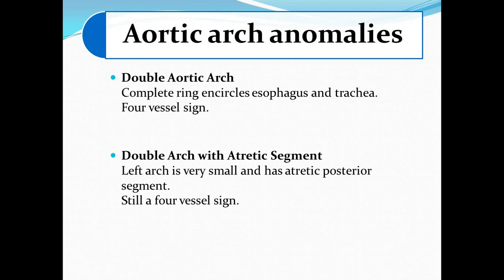Other anomalies of the aortic arch include double aortic arch. In this case, there is a complete ring that encircles the esophagus and trachea, and we usually see what is called the four-vessel sign. The four vessels, the aorta and brachiocephalic trunk, now originate from these two arches, making this four-vessel sign.